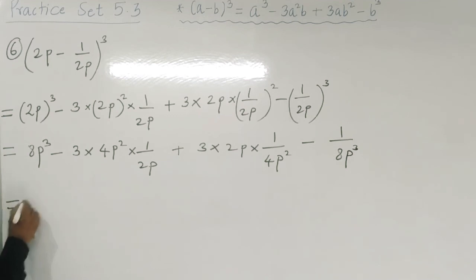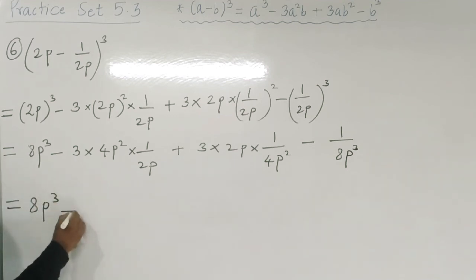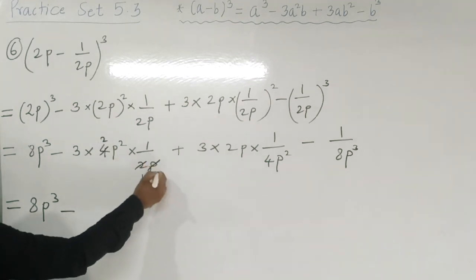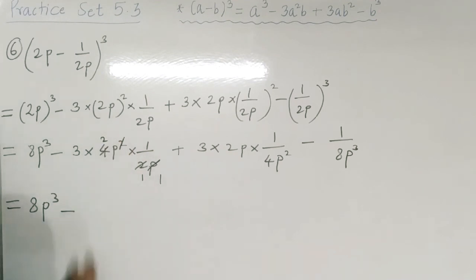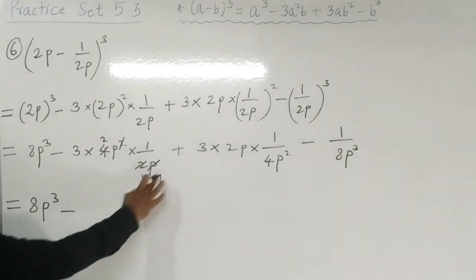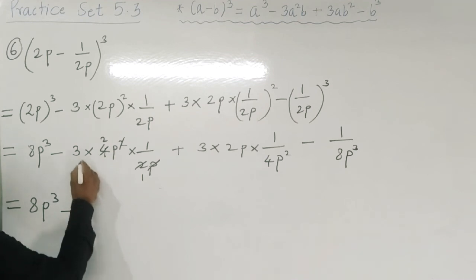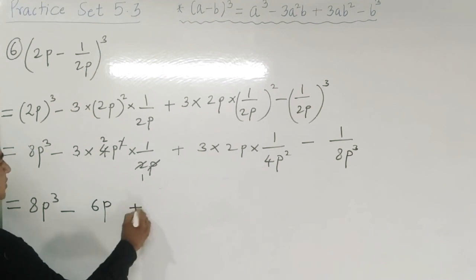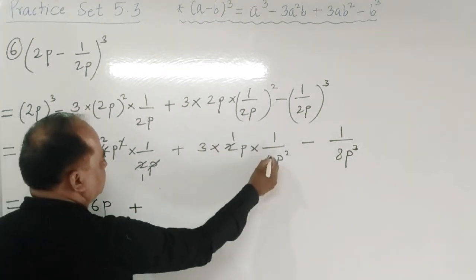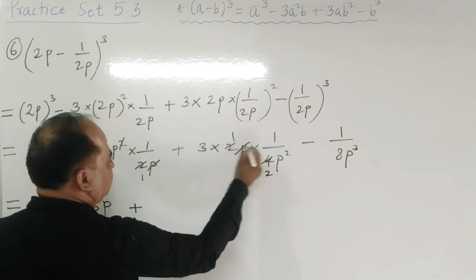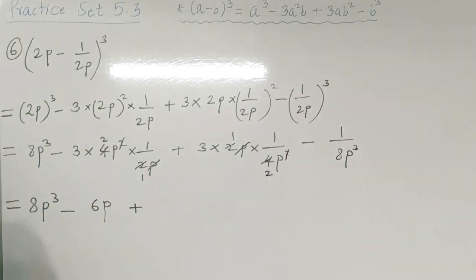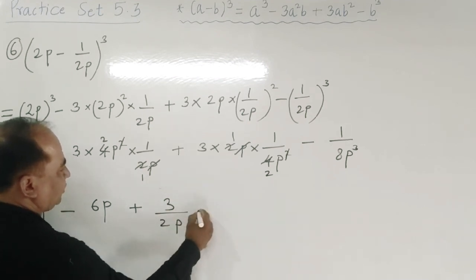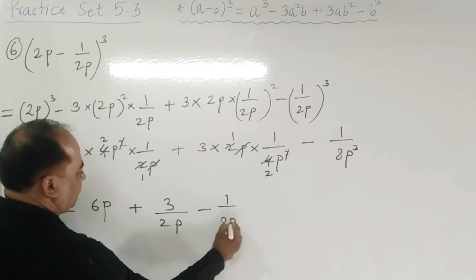which is equal to 8p cube minus, now here 2 1s are 2, 2 2s are 4, we can cancel p, 1p and single p cancel. Okay, now what is remaining? 3 2s are 6p, plus again 2 1s are 2, 2 2s are 4, 1p from numerator, 1p from denominator, 3 into 1 into 1 is 3 upon 2p, minus 1 upon 8p cube.